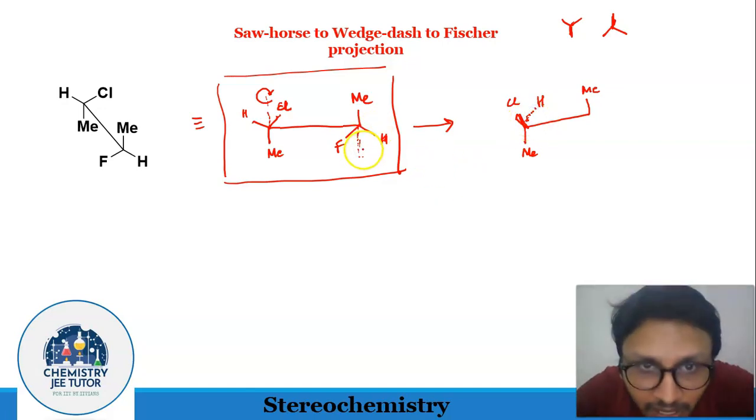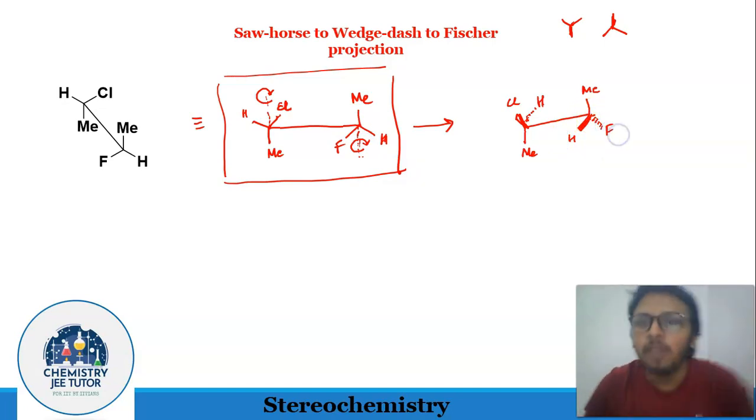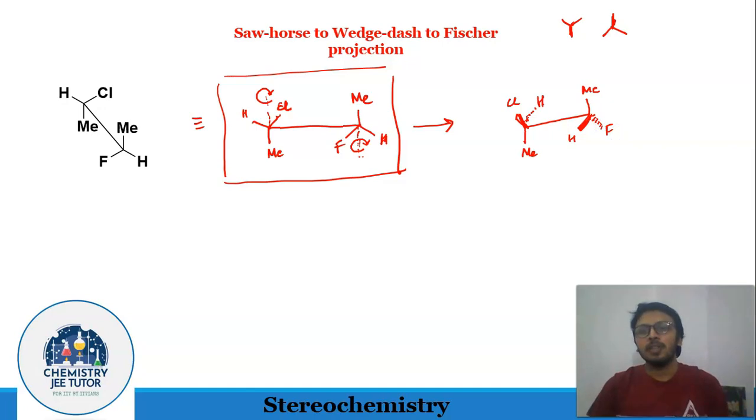Again, I draw a straight line. I see what is on the right hand side. Okay, I get a hydrogen. It goes above the plane. And fluorine is there. It goes below the plane. You have your wedge dash projection. This is your wedge dash projection. Very simple. This is how you convert a Sawhorse to wedge dash.